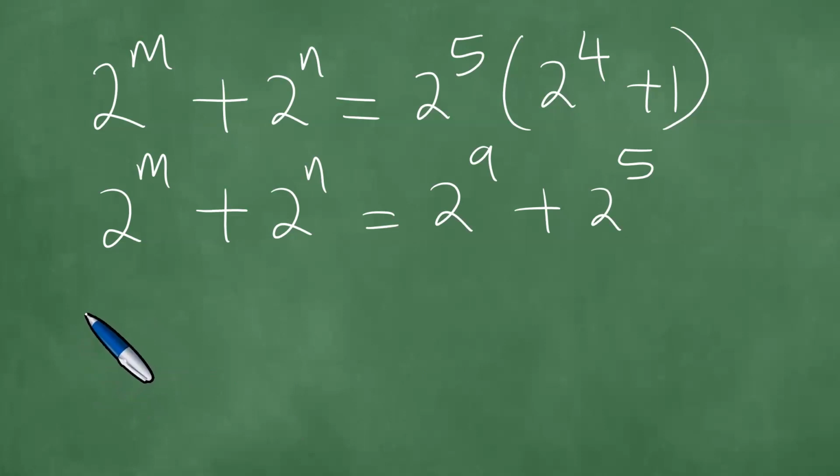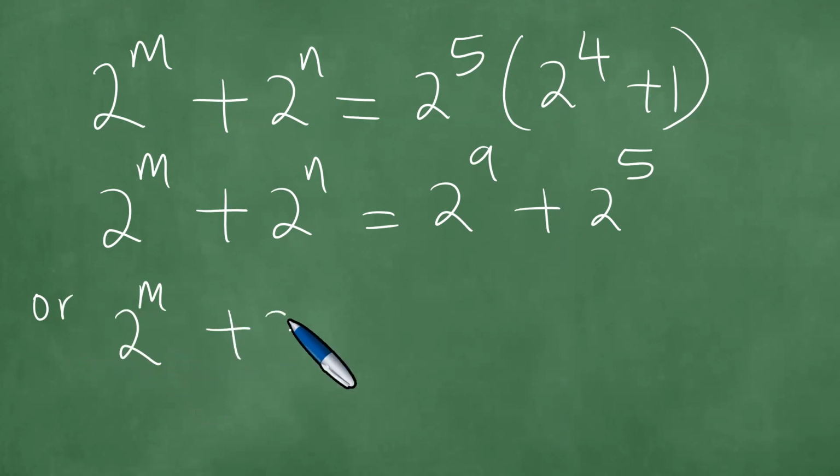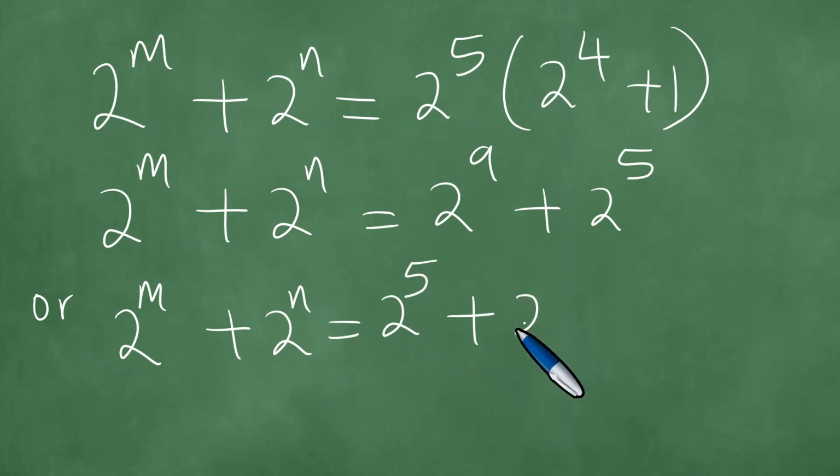We can write it like this: 2 to the power m plus 2 to the power n equals 2 to the power 5 plus 2 to the power 9. So we recognize that addition of real numbers is commutative, so we can commute the addition here.